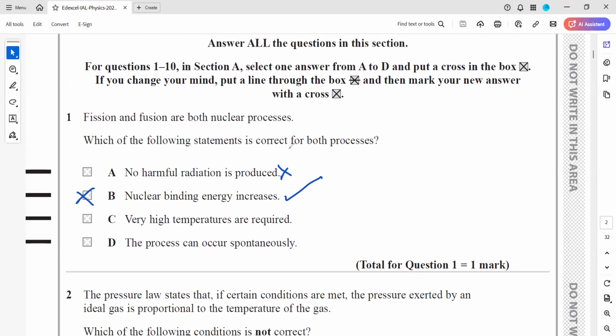A very high temperature is needed for fusion. We need a high temperature, but for fission we don't need it that high. And the process can occur spontaneously, meaning not by itself. We have to make the conditions feasible for this process to occur.